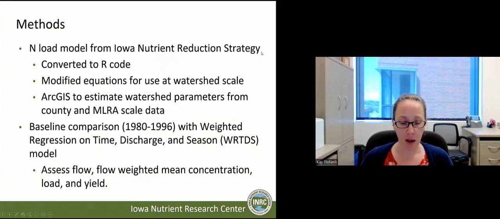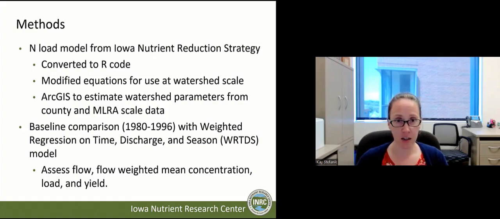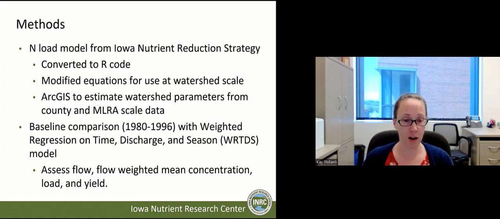To actually do this, we first modified the end load model. With that initial Excel spreadsheet and module that was put together for the Iowa nutrient reduction strategy, the equations and the data to run the model were all within that one spreadsheet. And in a few cases, some of that information was in the equations themselves. So the first thing that was done was we separated the equations from the data from that Excel spreadsheet.